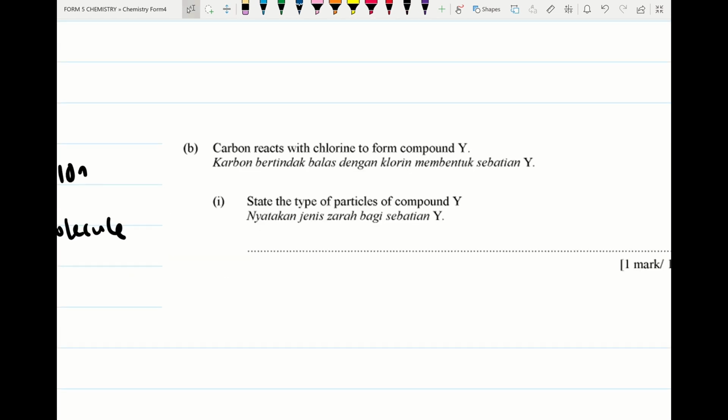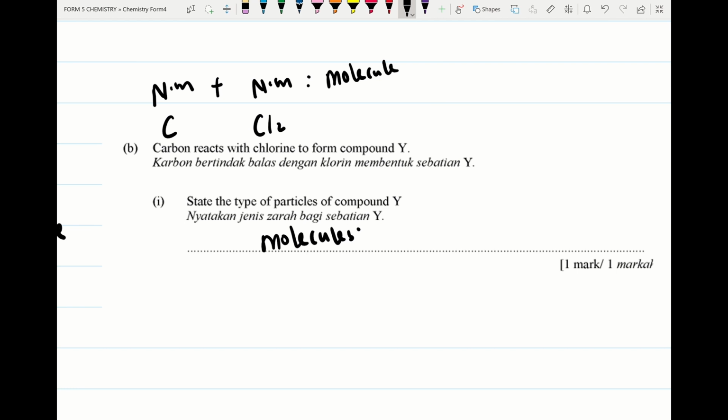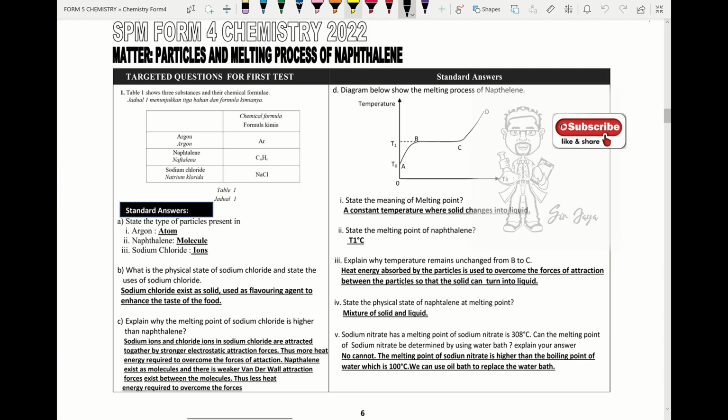Alright, try to check this question. Carbon reacts with chlorine. So when carbon reacts with chlorine, carbon is non-metal. Chlorine is also non-metal. State the type of particle. When non-metal plus non-metal, the type of particles will be molecule. So the answer will be molecule. So we move on to the next question.